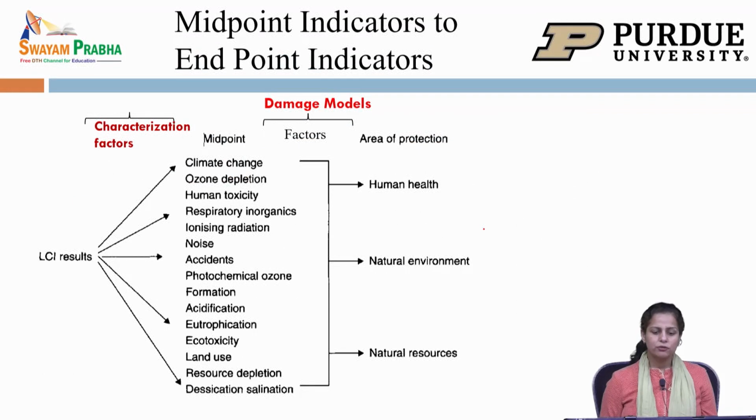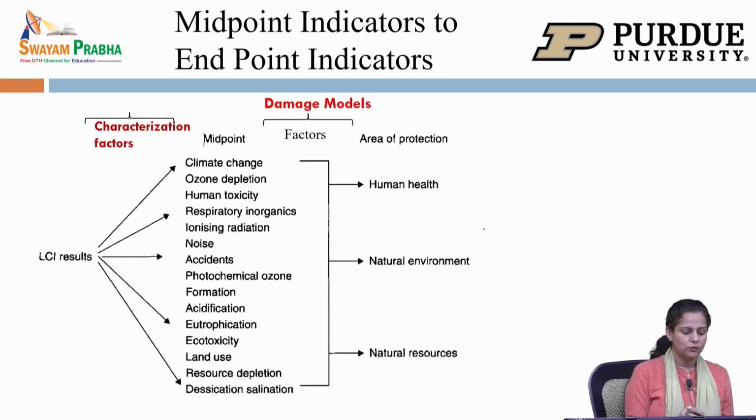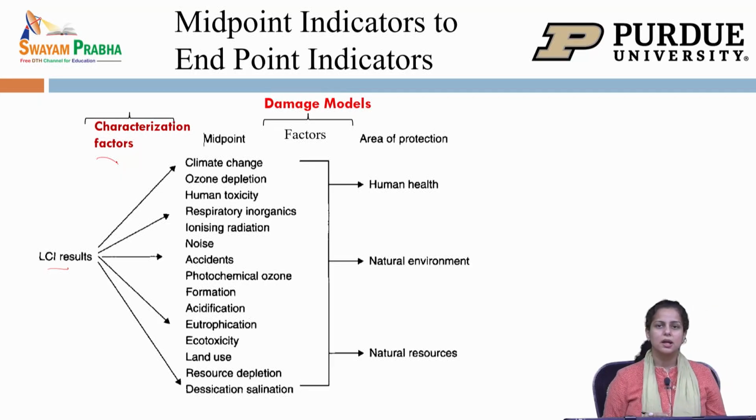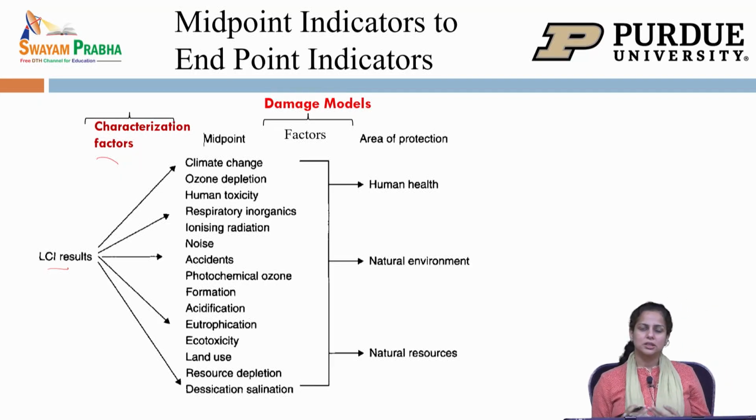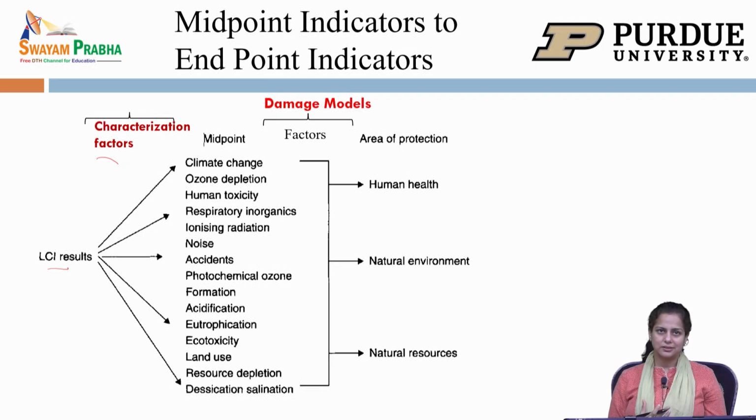So, now we will go from midpoint indicators to endpoint indicators. We have seen that from the LCI results, we can go to the midpoint indicator by using the characterization factors. Most of these characterization factors, as we saw, are based on some of the characterization models. How do we take these midpoint indicators and then convert them into endpoint indicators?